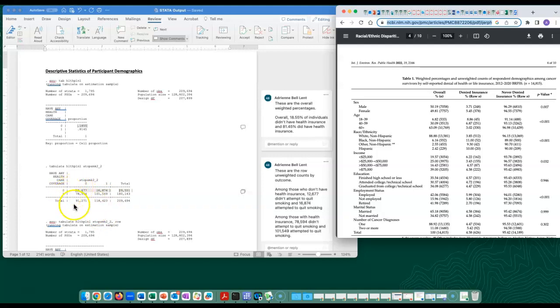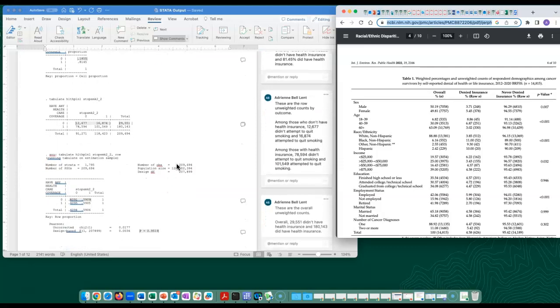And then below that, we've got those with health insurance. So among those with health insurance, 78,594 didn't have a quit attempt. These are the zeros. While among those with health insurance, 101,549 did have a quit attempt. They did attempt to quit smoking. So these are our row unweighted counts. These are our N's. These are the values that you see here, the row N. These will go in the parentheses according to the values of your demographic variable.